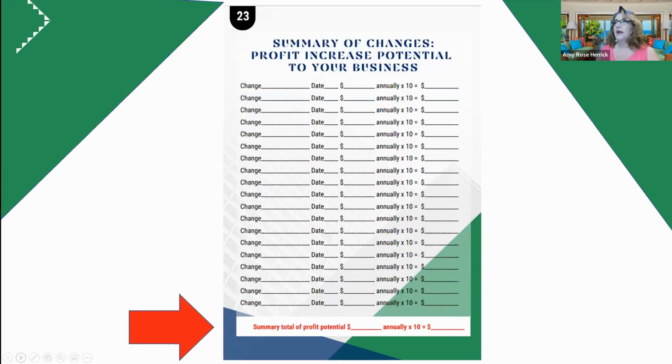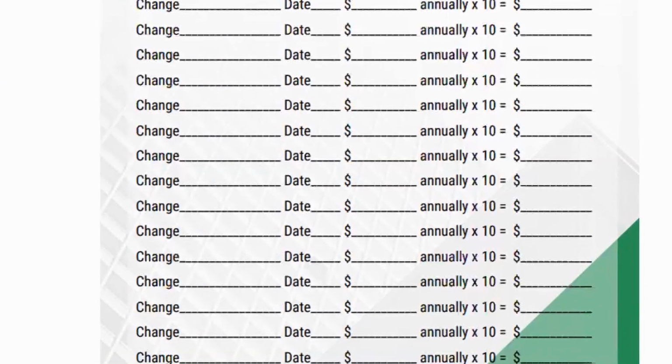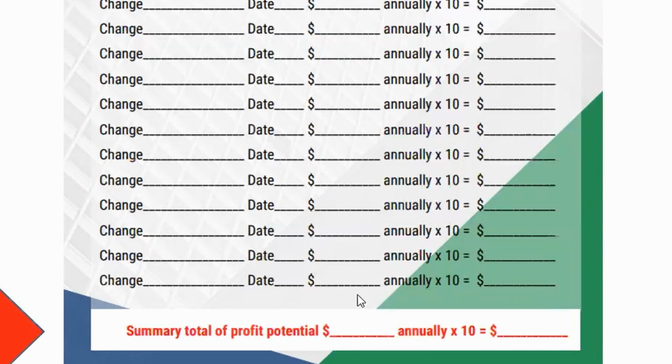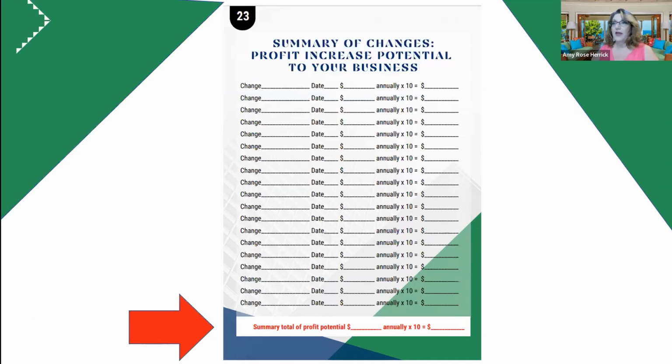This is just one of the things out of the workbook that gives a real quick summary. So we could go down and look at all of the different changes where we could figure out what it was annually, and look at the bottom, we could have a total of what we did, and then what that could potentially do for the company over the next 10 years.